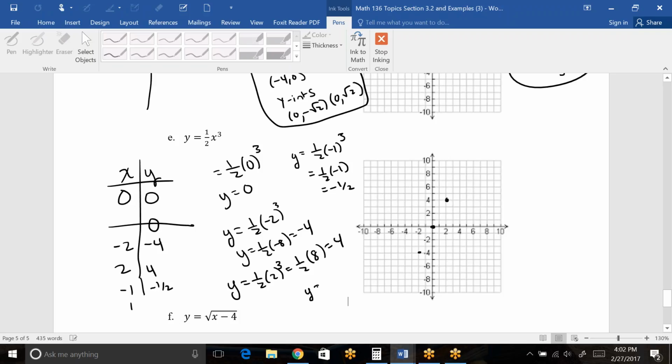I want to do more points because sometimes 3 points is not enough. This makes you think this is a straight line, and it's not. Straight lines have to be x to the first power. If we plug in positive 1, we get the same thing, but it's now positive 1/2. If we plot these, negative 1, 1/2, positive 1, 1/2, you now see that this is not straight. It curves down, and then it curves up.